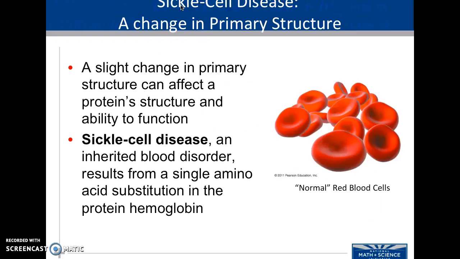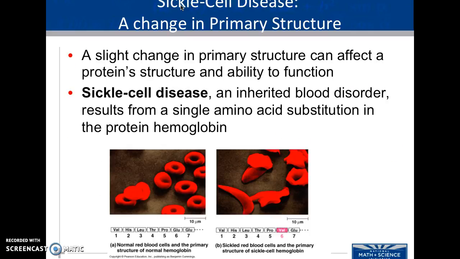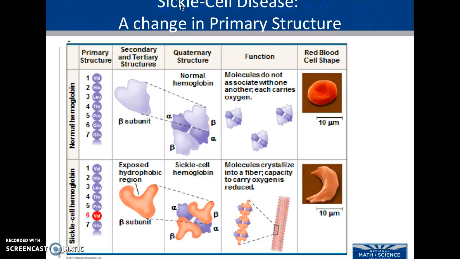When we see a change in one of these 4 structures, we see disease. Sickle cell is a change in the primary structure, which then goes on to affect secondary, tertiary, and quaternary structures. Basically, a single change in the order of amino acids changes how your red blood cells are going to form. Therefore, it forms the sickle shape, and then you see all of the resulting issues.